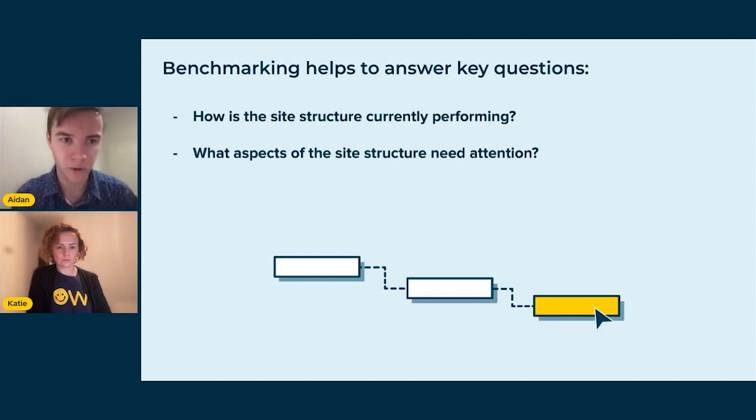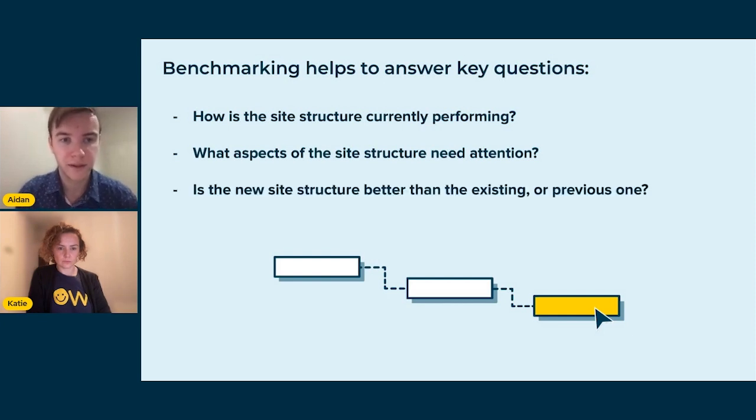What forks in the road are sending people astray? What labels are people not quite understanding that's causing them to maybe click back or click around? We can start to see some of the answers to these questions in Treejack analysis. And also, is the new site structure that we're proposing better than the existing one or a previous one? We're actually, through benchmarking, able to really see what progress we've made.